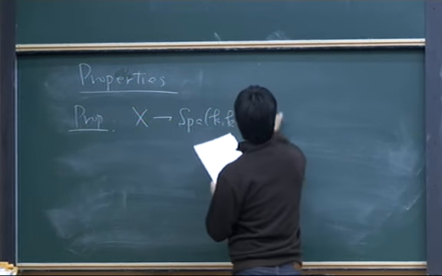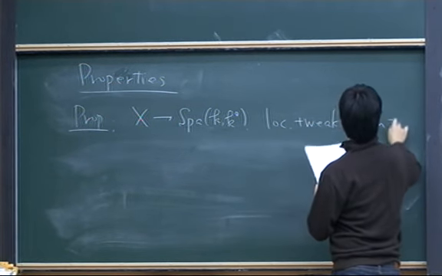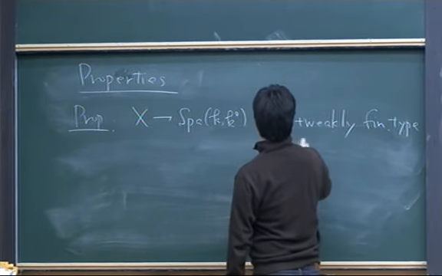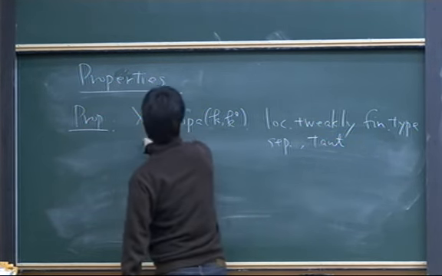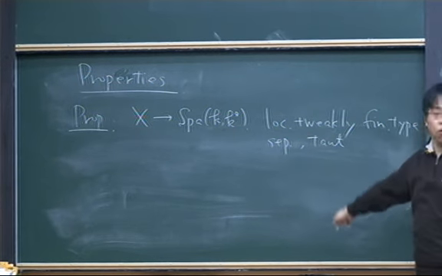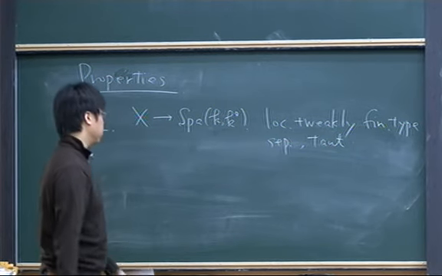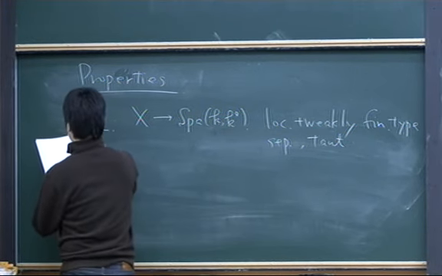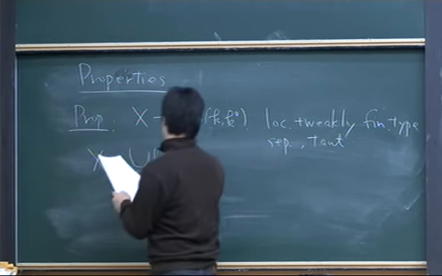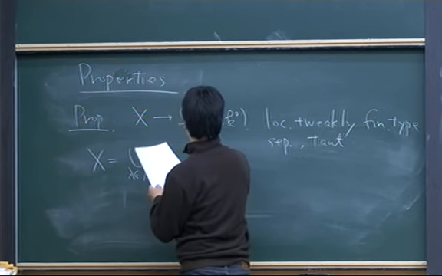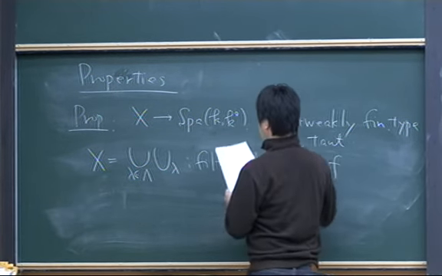Let X be a locally plus weakly finite type, separated and taut rigid space over a field K. The tautness for rigid spaces is not automatic. And assume that X is a filtered union of open subsets U lambda, which are taut. A filtered union of taut opens.